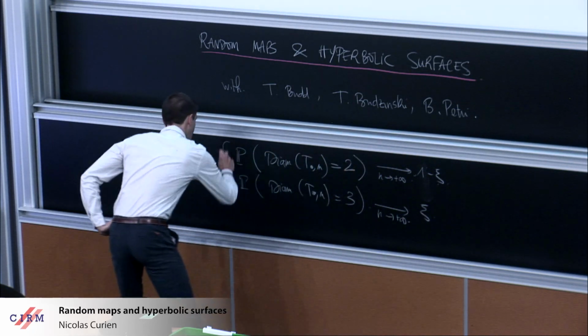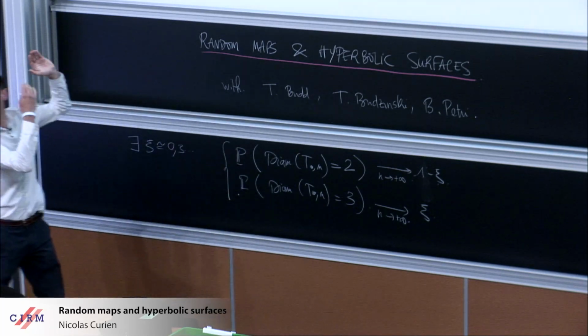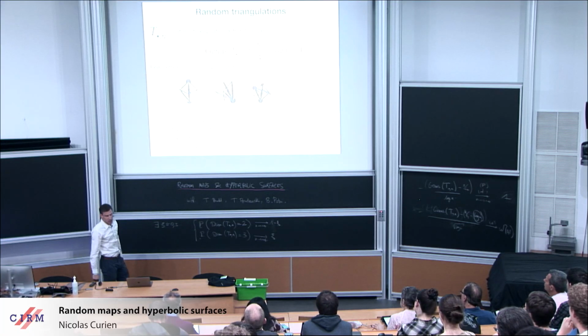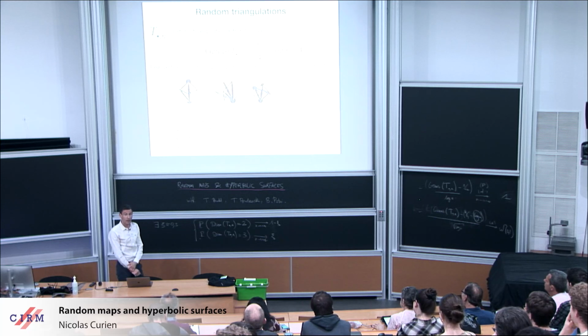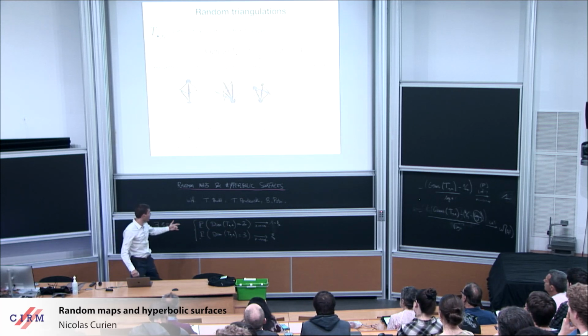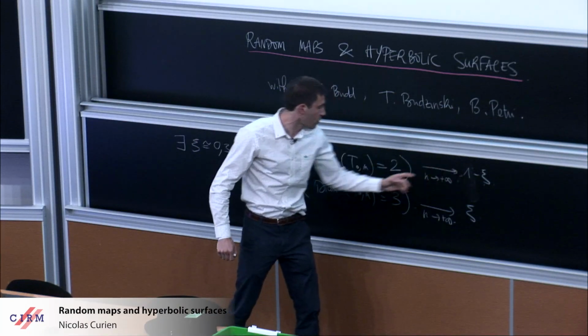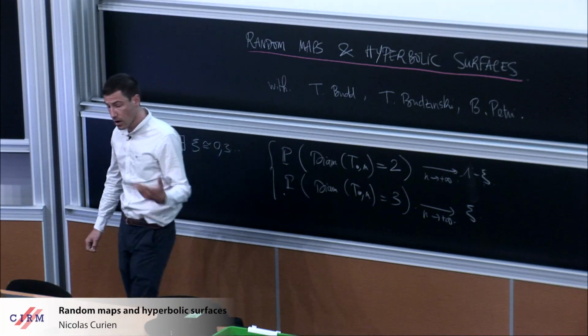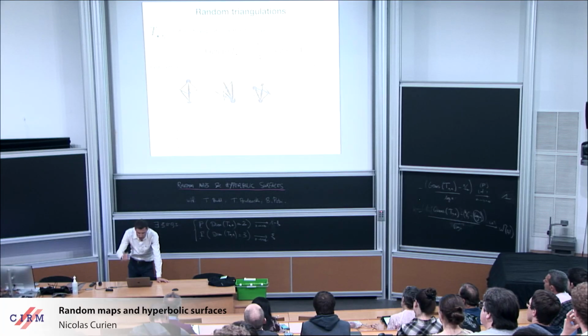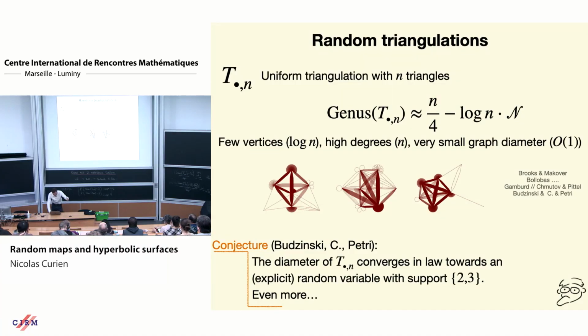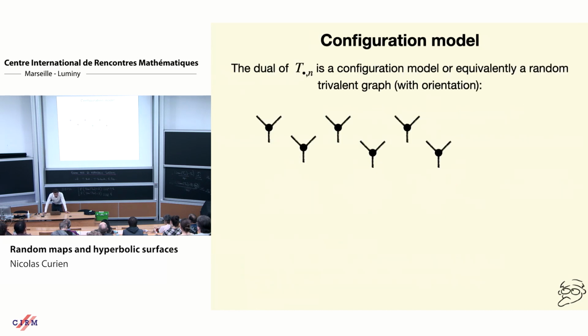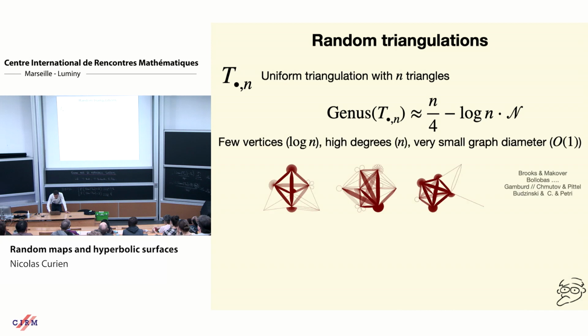Okay, so if you have gifted graduate students, hop, very nice exercise, homework. The diameter is itself random, but it converges in the large n limit towards some random variable whose support is 2 and 3. We have a more precise conjecture, and if you're interested, then come to me, or one of us will present tonight. I don't know. Okay, questions about that? Okay, so this diameter is 2 or 3, as I said.